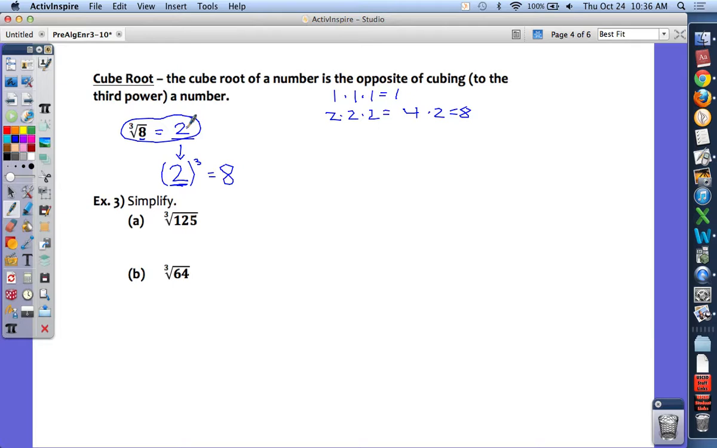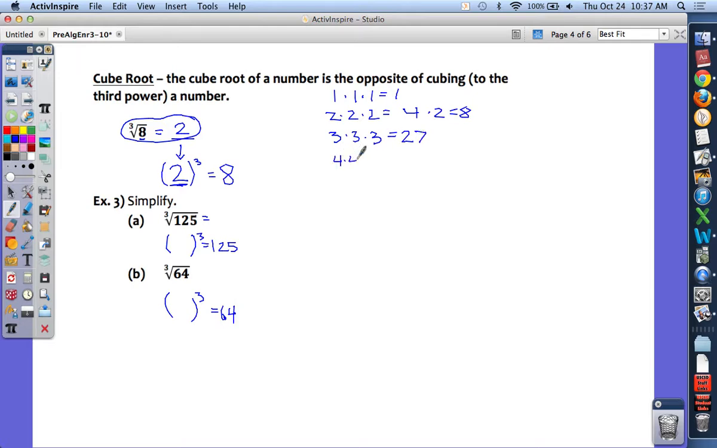Try A and B under example 3. You can try this on your own if you want, or you can stick with me if you want. The cube root of 125, so you're asking yourself, what is that value? What would I cube to get up to 125? And this one, what would I cube to get up to 64? I would keep going with this idea. What's 3 times 3 times 3? Well, 3 times 3 is 9. 9 times 3 is 27.